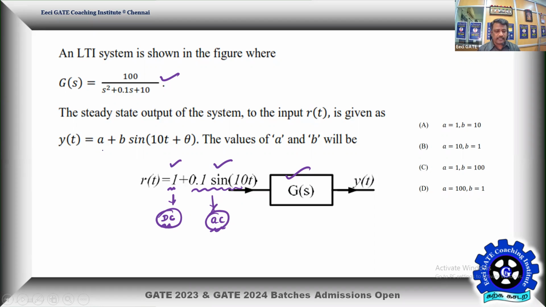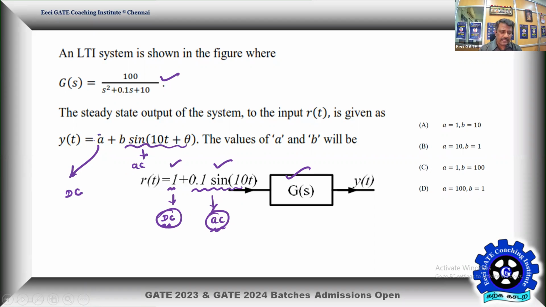What is the expected output response? If this is the input command under the steady state, this is your output. That means in the output, we have a DC component and we have an AC component. In the output, A is the DC component, and B sine 10t plus theta is the AC component in the output.